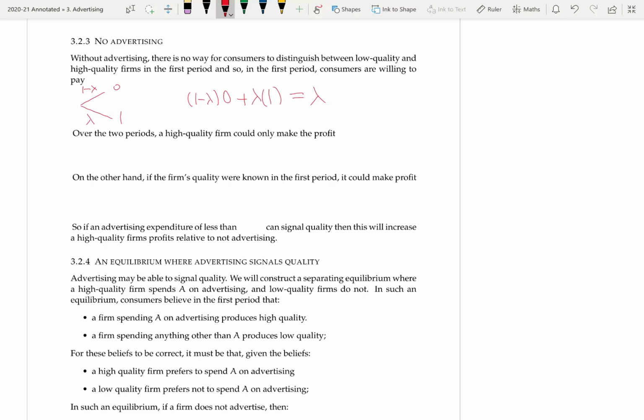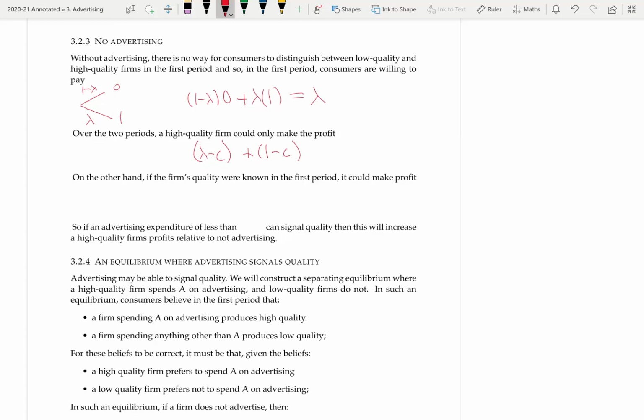So when the consumers are unaware of the quality in the first period, then they're willing to pay something between the willingness to pay of 0 for the low quality good and the willingness to pay of 1 for the high quality good. So over the two periods, a high quality firm would only be able to make a profit of lambda minus C, because in the first period, the most they can charge the consumer is their expected willingness to pay of lambda, plus 1 minus C. Now the 1 here is because now the consumers have purchased the product, they know that it's high quality, and so they're willing to pay 1 in the second period. So the total profit a firm can make is this quantity here.